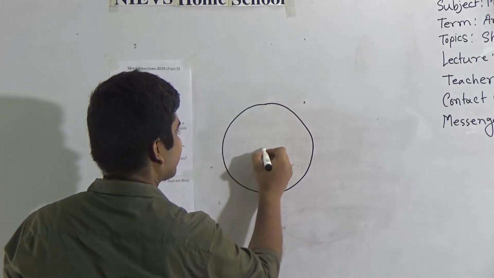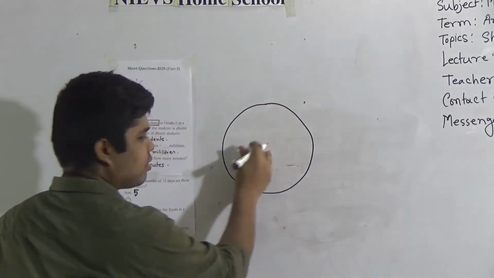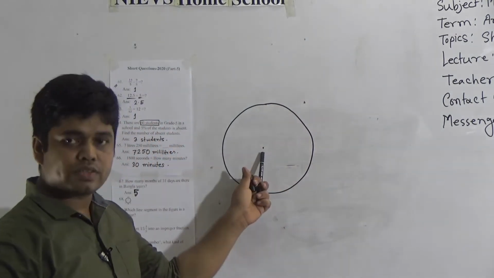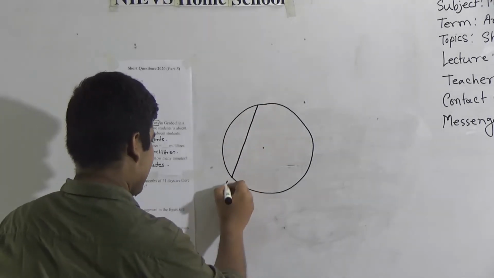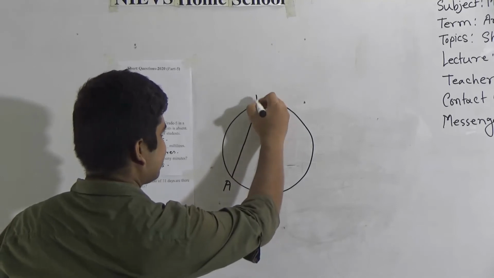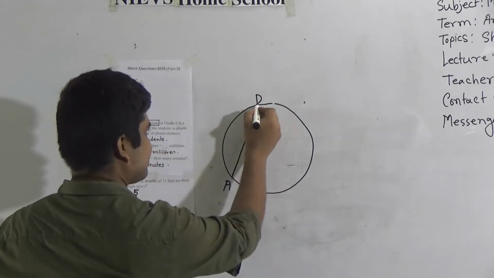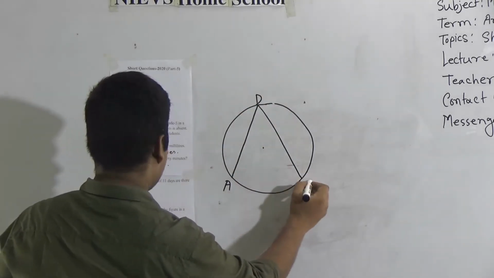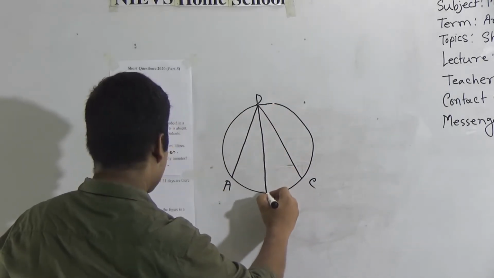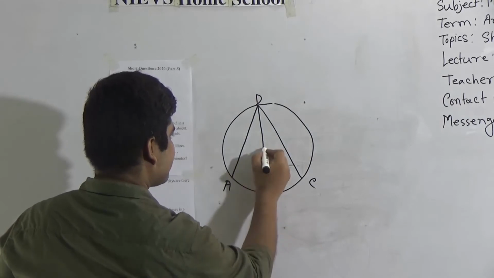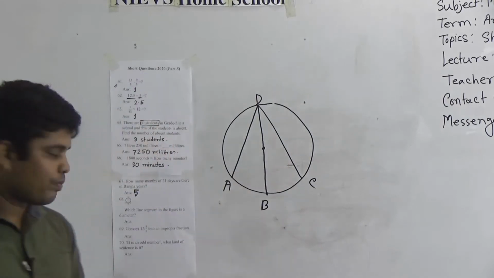This is a circle, and this one is its center. Notice this is A and this is D. This is DC and this is DB. So now we read the question.